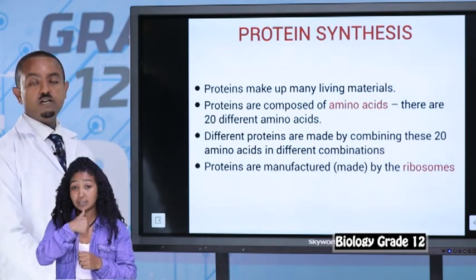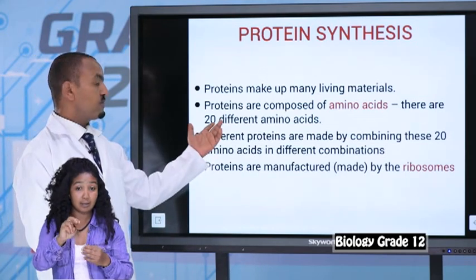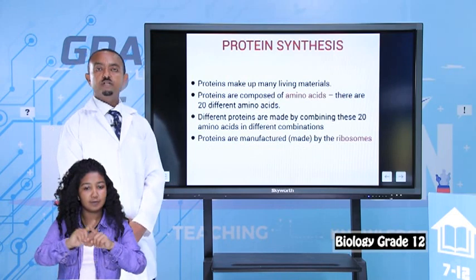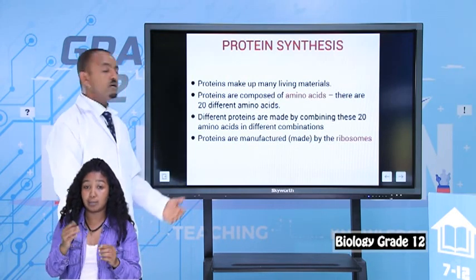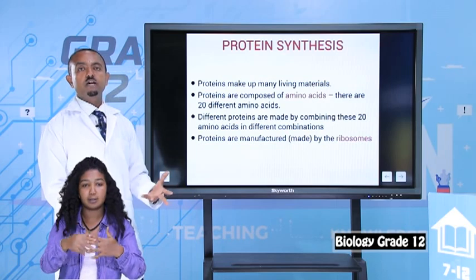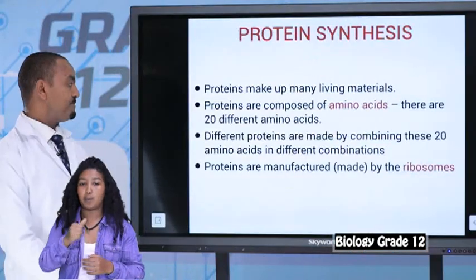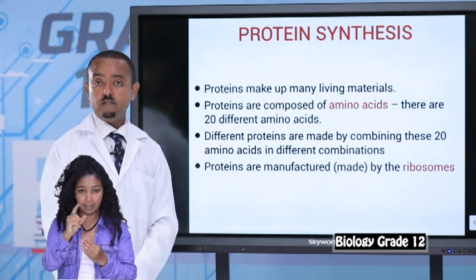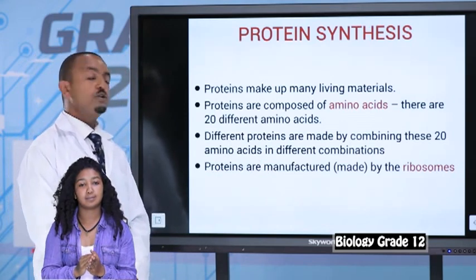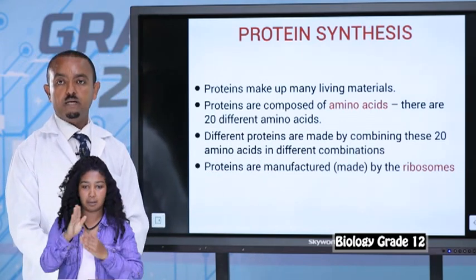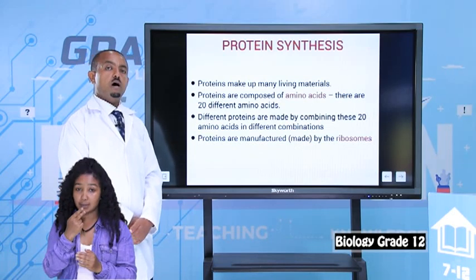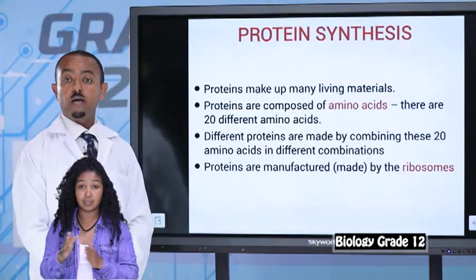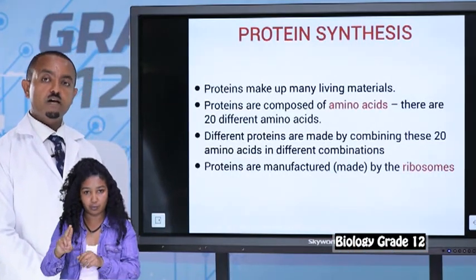In nature, there are 20 different types of amino acids. The different types of proteins found in nature are made up of combining these 20 types of amino acids. As you remember in your grade 11 lesson on unit 2 in biochemical molecules, proteins are biochemical molecules which are manufactured in ribosomes.